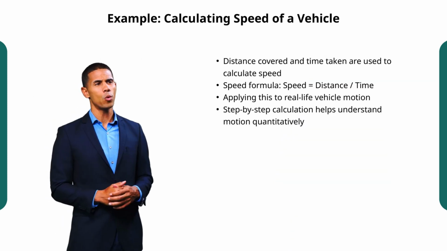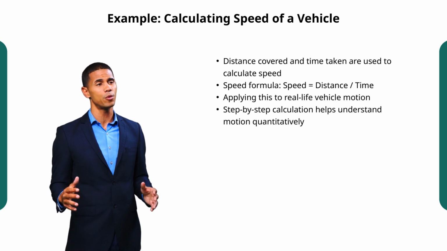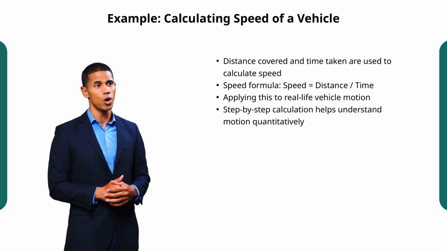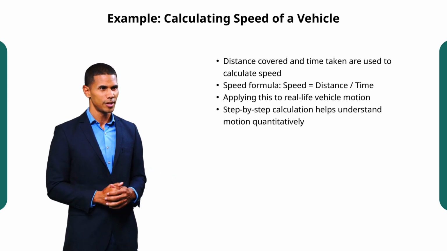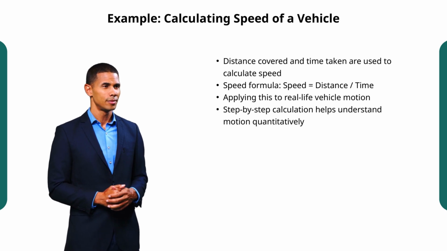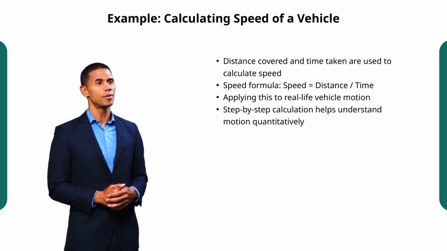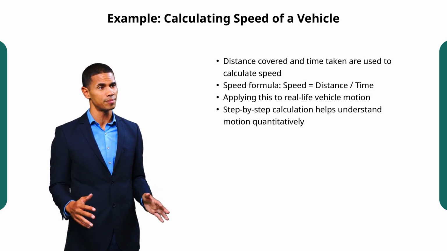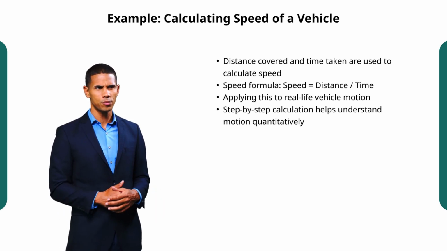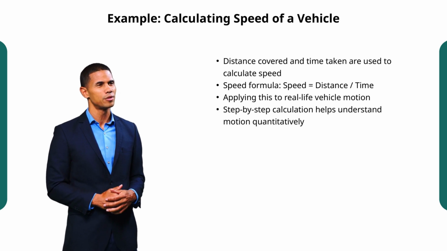Now let's apply what we've learned with a practical example. Imagine a car traveling 150 kilometers in 3 hours. How do we find out how fast this car was going on average? We use the formula speed equals distance divided by time. Here, the total distance is 150 kilometers and the total time is 3 hours.